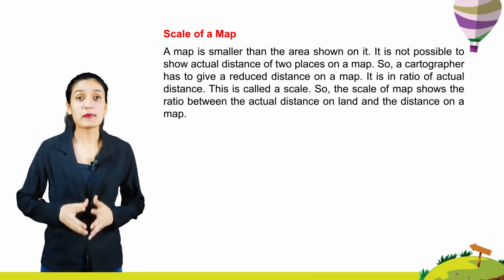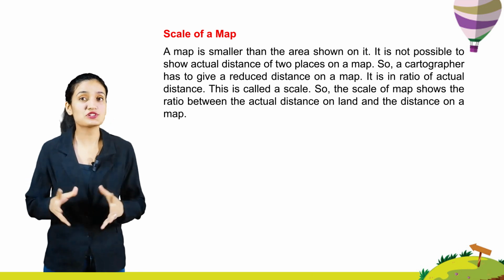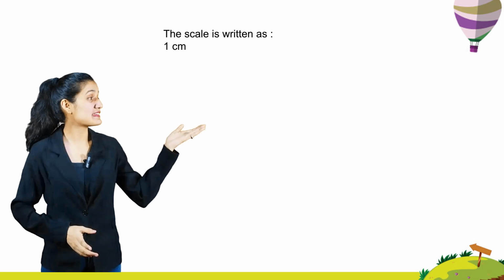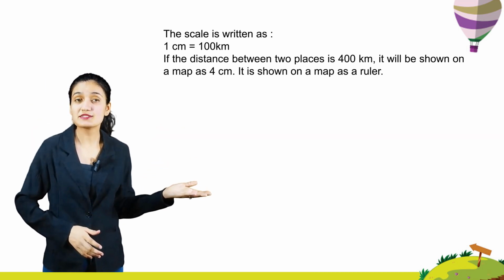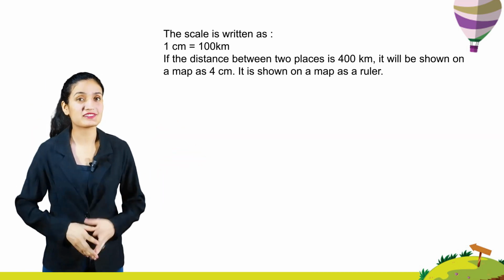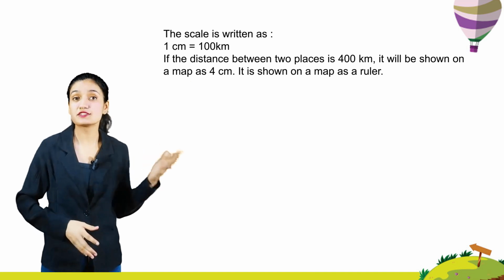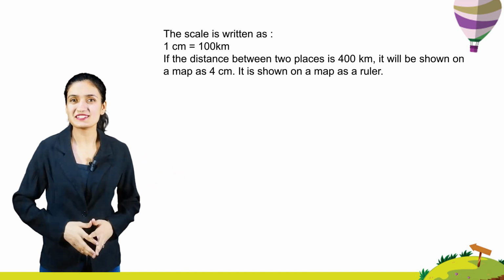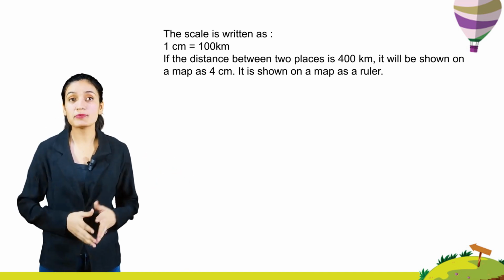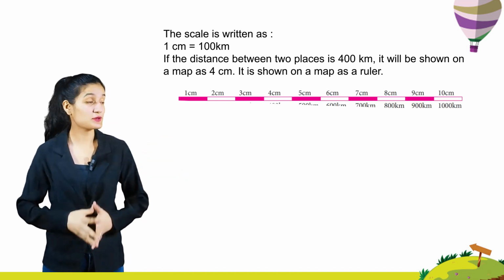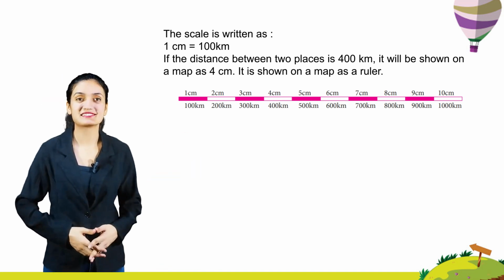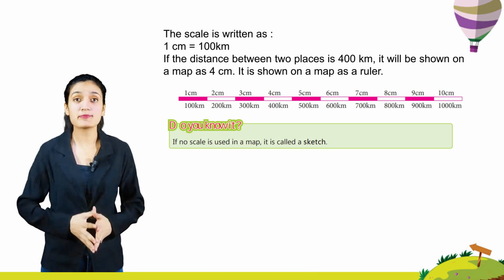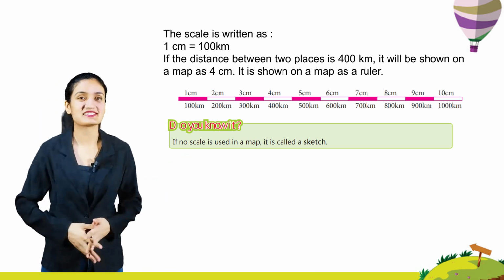So, the scale of a map shows the ratio between the actual distance on land and the distance on a map. The scale is written as 1 centimeter is equal to 100 kilometers. If the distance between two places is 400 kilometers, it will be shown on a map as 4 centimeters. It is shown on a map as a ruler. Here you can see a ruler. Now kids, did you know? If no scale is used in a map, it is called a sketch.